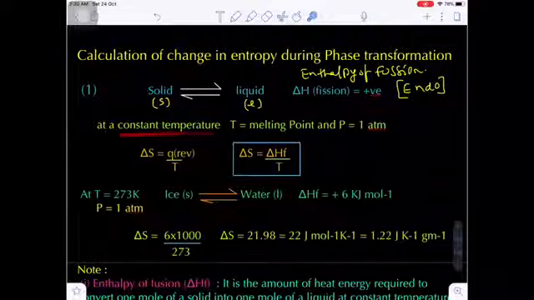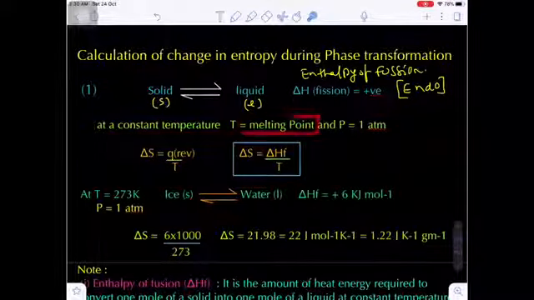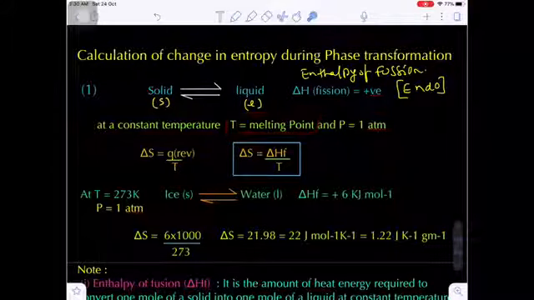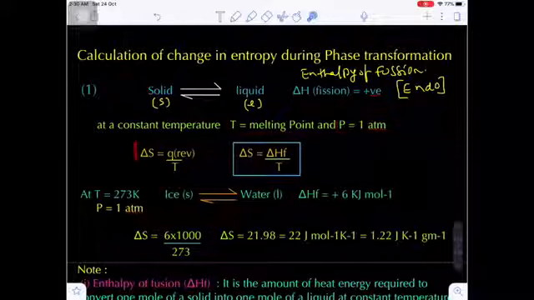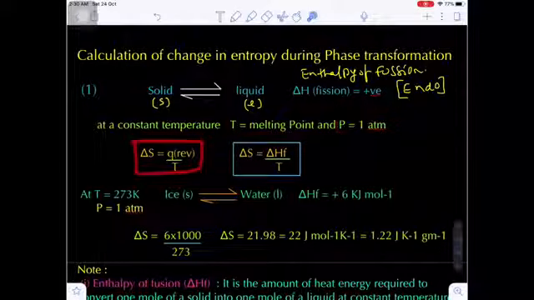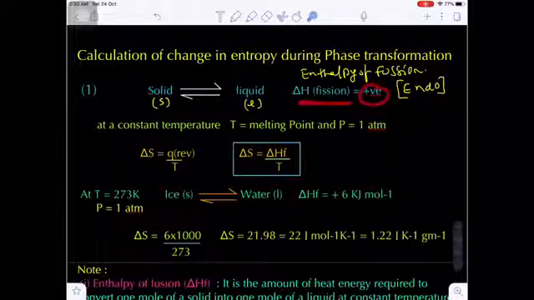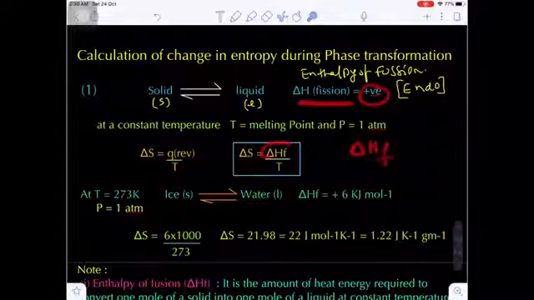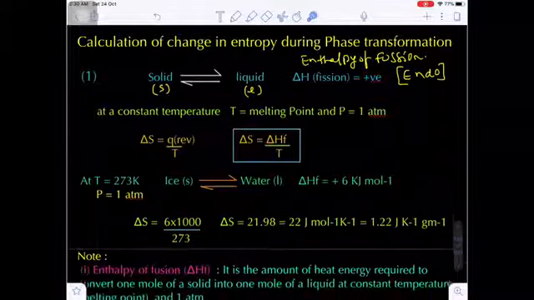Now all these things will be happening at a constant temperature. What is the constant temperature here? Melting point. And obviously the atmospheric pressure will be 1 atmosphere. Now what is the delta S? That will be equal to Q reversible by T. So whatever the heat exchanged here is nothing but the enthalpy of fusion. So that's why I am writing delta H F. What is the delta H F? Enthalpy of fusion. Are you getting my point?